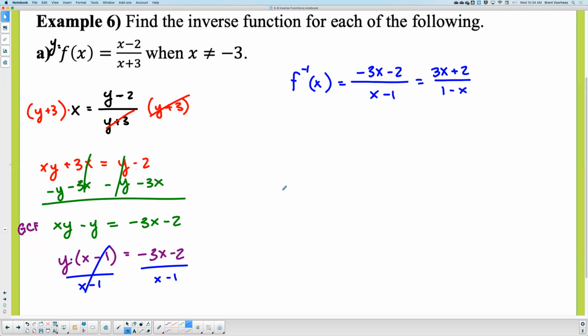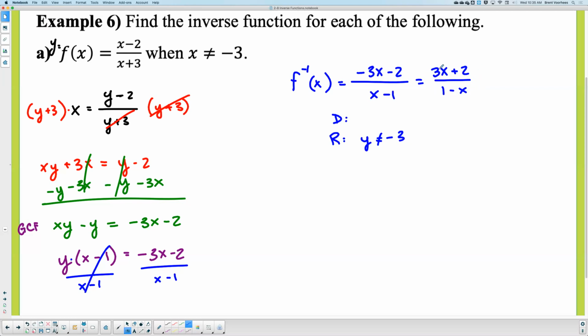To list the domain, the original domain was x cannot equal -3. Will that be the same thing over here? No. No, that becomes the range. Just to make sure y'all know, that's the range, is that y cannot equal -3. But for the domain's sake, just think of your rules. What are you not allowed to do with divisions?